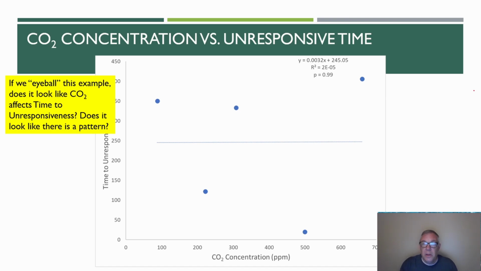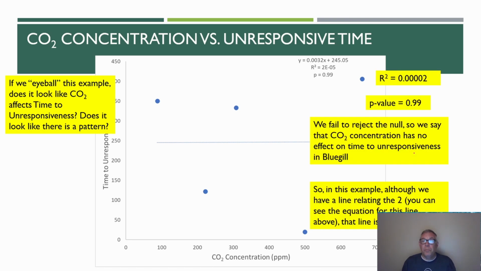Well, let's look. Our R-squared is very low, and our p is very high. And so in this instance, we'd say this is not a good fit. And so we fail to reject the null. And so we cannot say that CO2 concentration affects the time to unresponsiveness. Based on our data, there is no relationship.